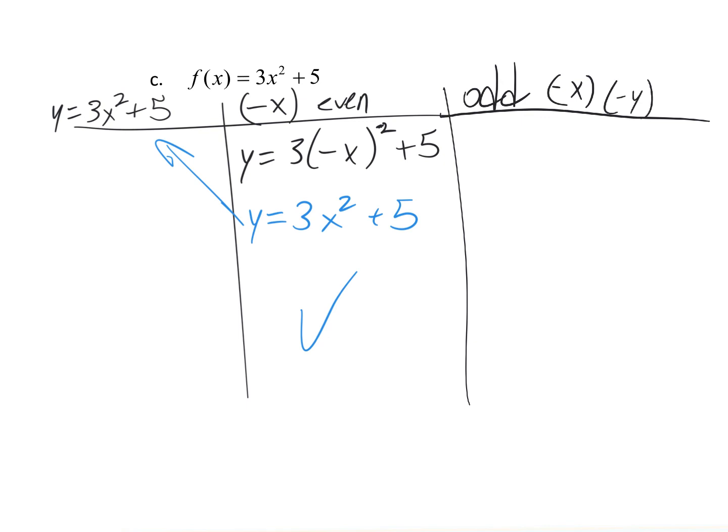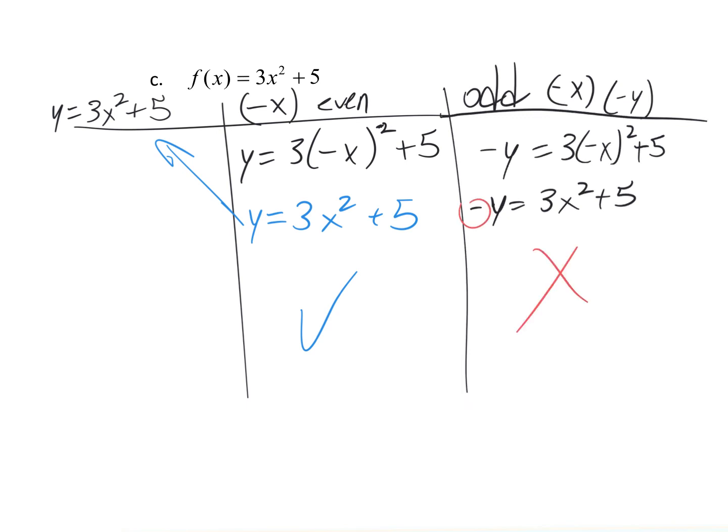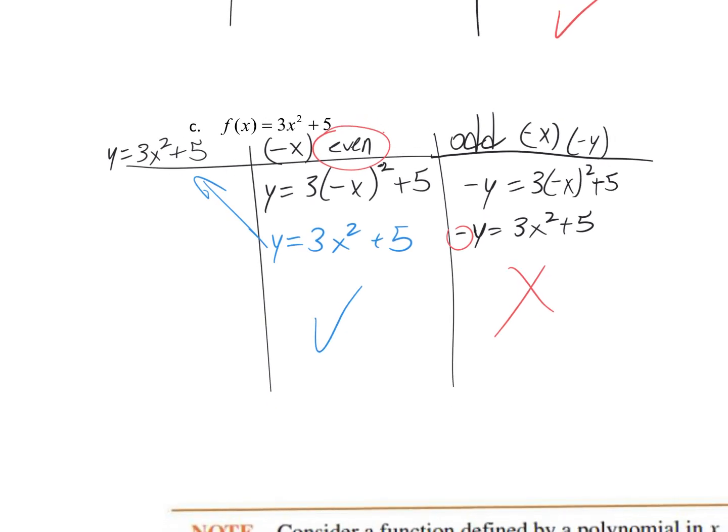But when we set this up using negative y, you're going to see, oh, this is not going to work out, just like we already saw it. So negative y equals 3x squared plus 5. And this is, of course, not the same because of that negative sign. So we'll just say nope. So this one is an even function, not an odd function. Okay. Again, you're looking for which way it will match up and be the same as the original.